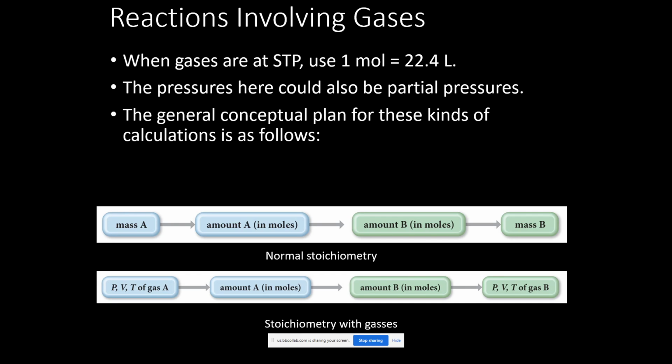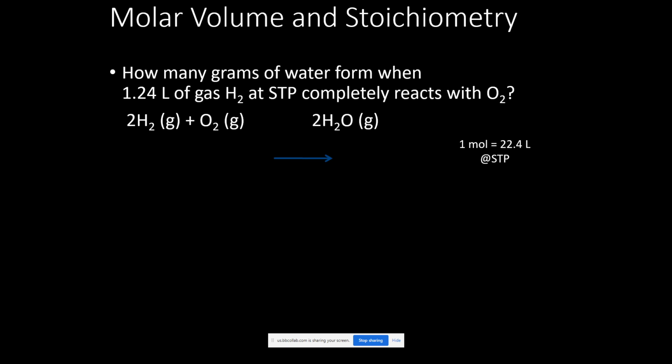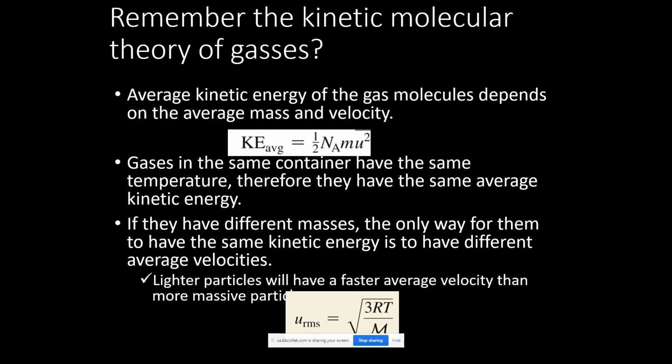So again, the main difference here is just how you get to moles. That's the main difference between this kind of stoichiometry and the normal, so to speak, stoichiometry. It's just that when you're dealing with a gas, you would need to use the ideal gas law in order to work out, given the pressure and volume and temperature of a gas, how many moles of gas you have. Alright, so it's just more of that stuff there.